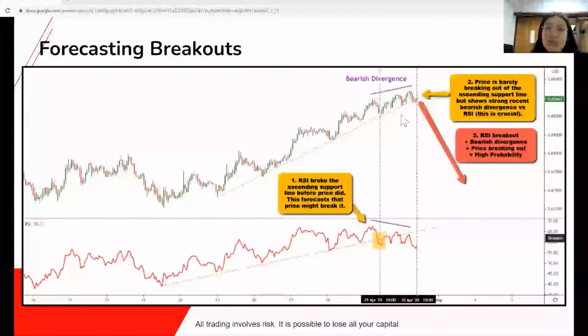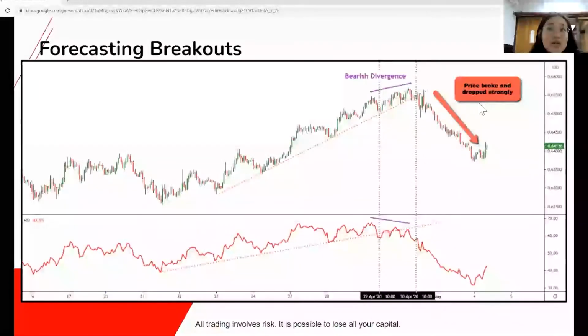But how do we know this is going to happen? Just from bearish divergence alone, it might not be enough to confirm this breakout. Which is why I mentioned earlier, the confluence is so important in ensuring your analysis is accurate. So point 3, we have RSI breakout as well as the bearish divergence and price breaking out, just a little small bit on the 30th of April. So with all of these confluences, we can then say that our analysis has a higher probability of occurring. So you can see price broke out and dropped strongly, exactly as how we predicted.